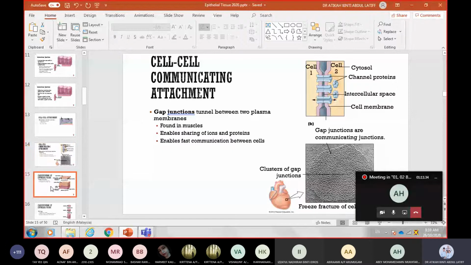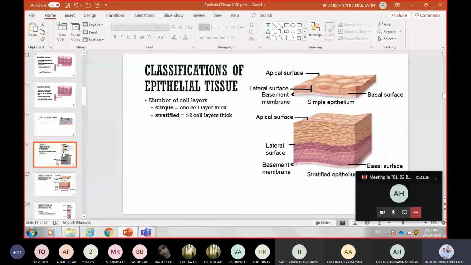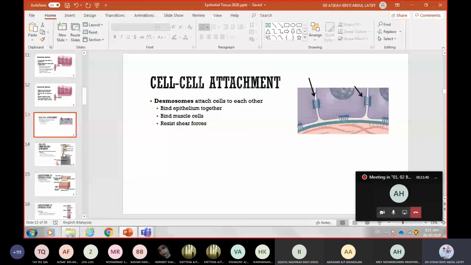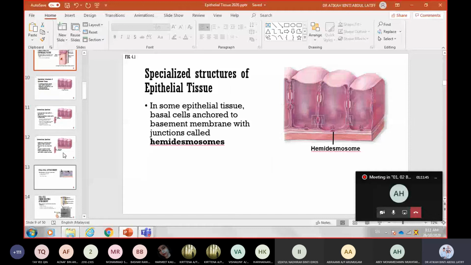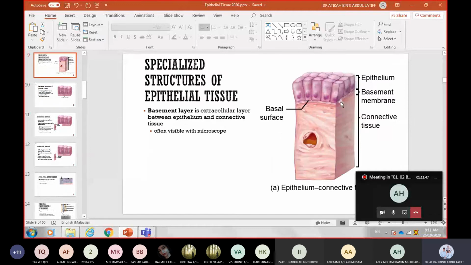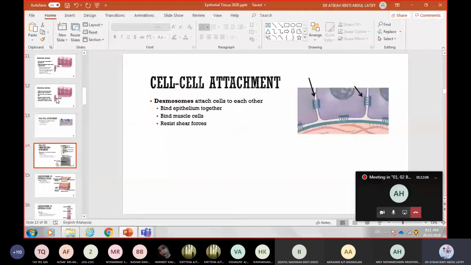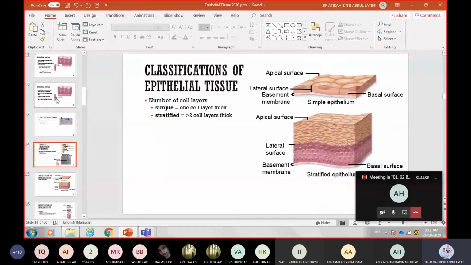Okay. So we have gap junctions, desmosomes, adhering junctions, tight junctions, and also hemidesmosomes, and the basement membrane as specialized structures of the epithelial tissue. Meaning to say, the epithelium is mainly composed of cells, but they also have these specialized structures beside or in between the cells of the epithelium. Okay, so that's basically just an introduction to the specialized structures.